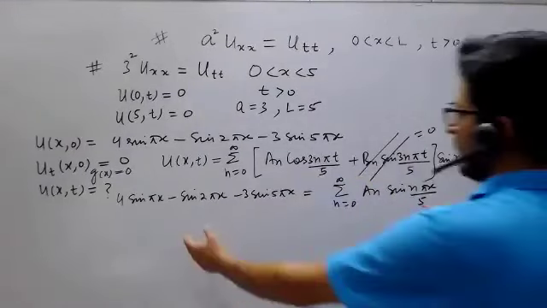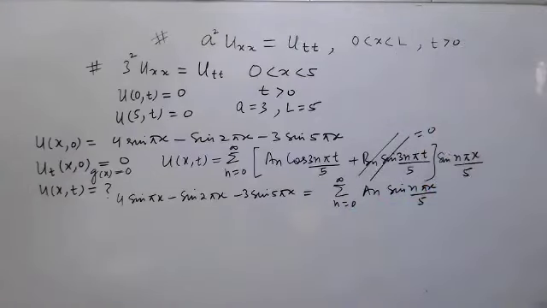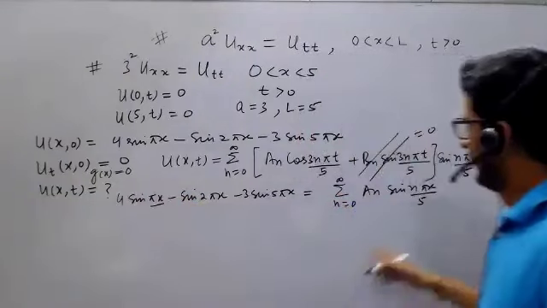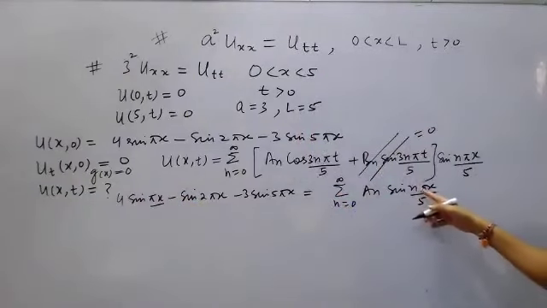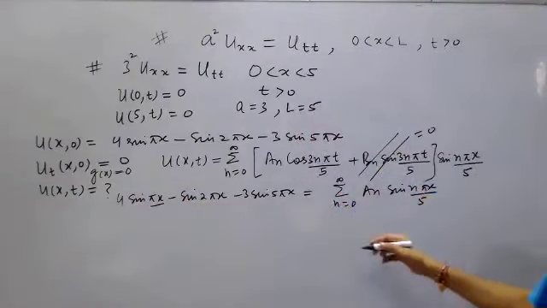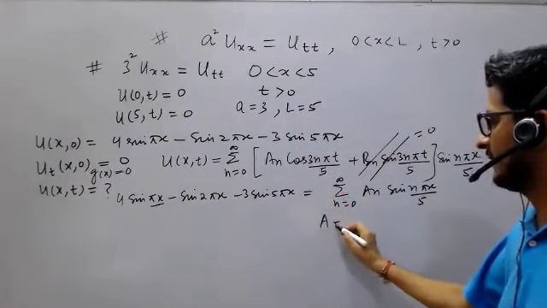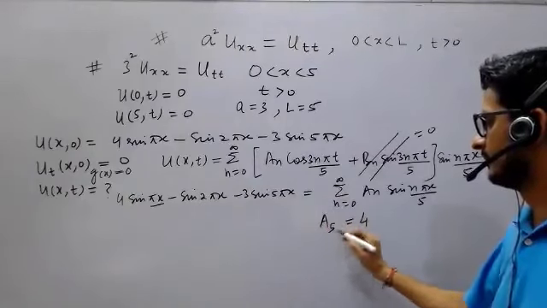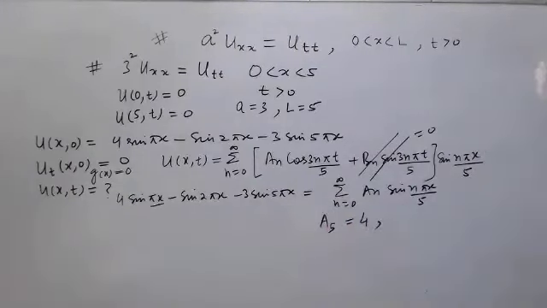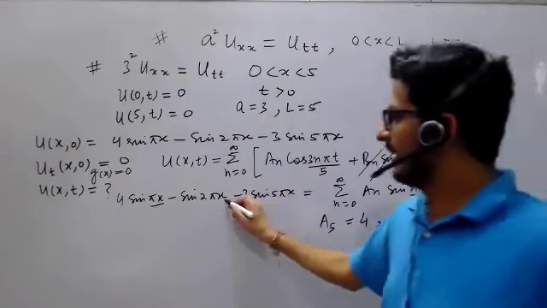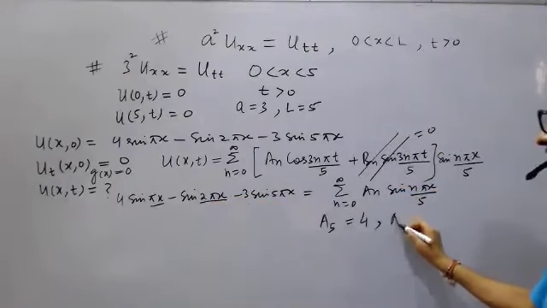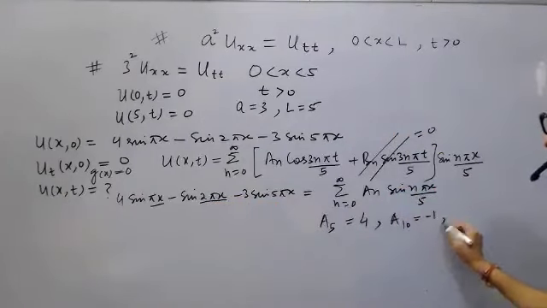Now compare the coefficient. Here first is pi x. When will pi x be formed here? When n is equal to 5. This shows that the value of a5 is 4. When will 2 pi x be formed here? 2 pi x will be formed when n is equal to 10. So that means a of 10 is minus 1.